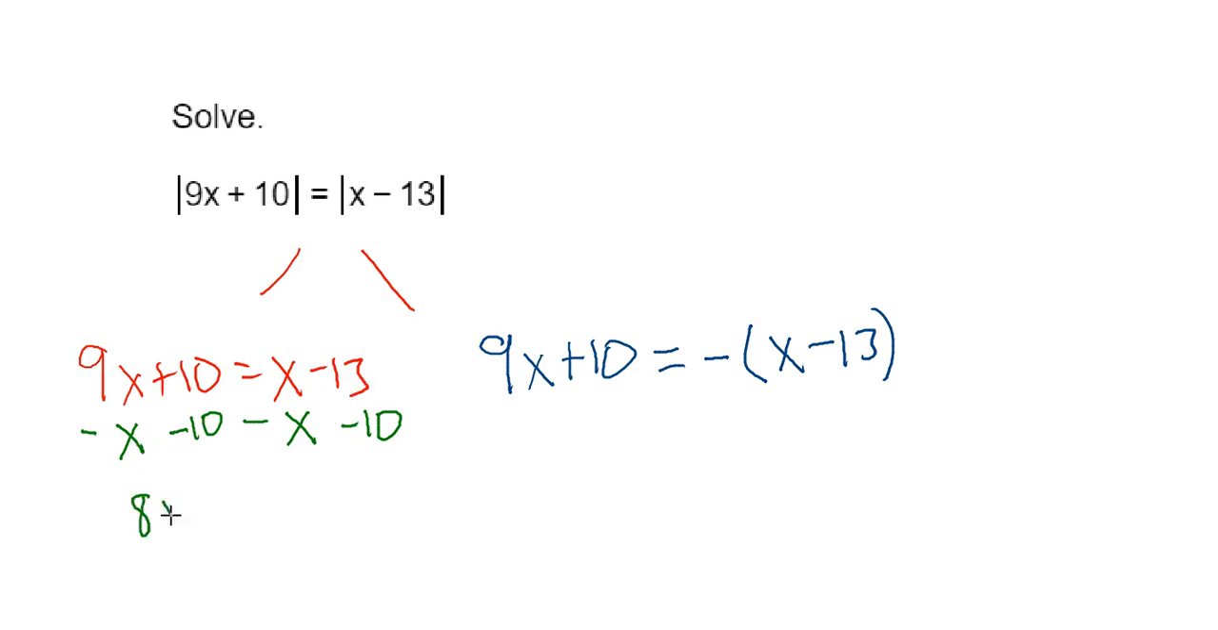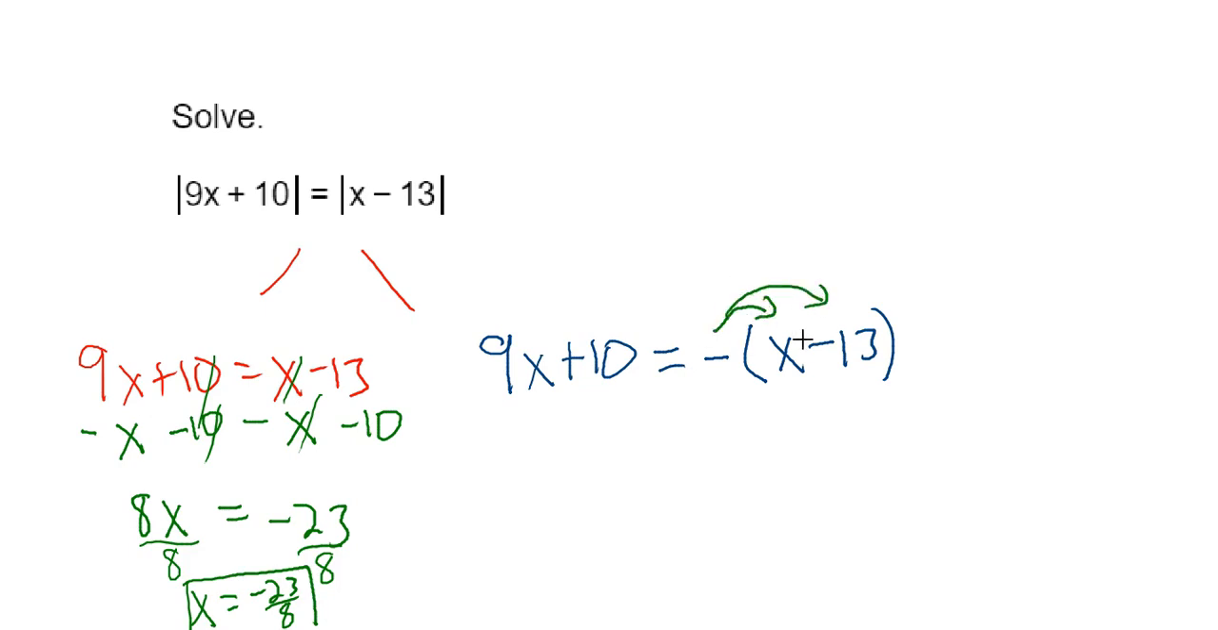So we're going to end up with 8x equals negative 23. Right? Because here the 10s are going to cancel, the x's are going to cancel, and this is what we end up with. And then we divide by 8 on both sides. And the reason I wanted to do that is because I'm running out of room here. So we get negative 23 over 8 as our first solution. This one we have an extra step we have to do, which is distribute the negative sign first. So we'll get 9x plus 10 equals negative x plus 13.